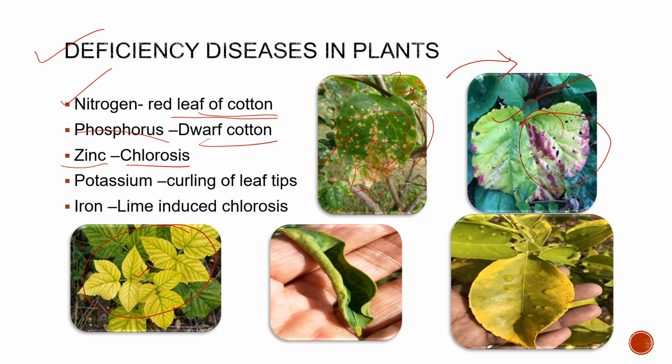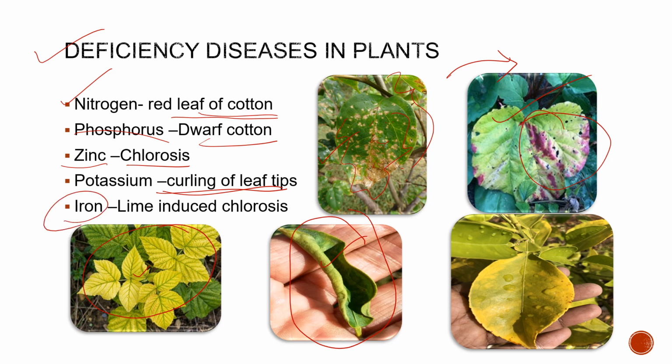Next comes the absence or low presence of potassium. What is happening there? Curling of the leaves. Here you see, the leaf tips are curling, and the leaves are turning brown or showing yellow spots between the leaf veins. So due to the lack of potassium, curling of the leaf tips occurs.